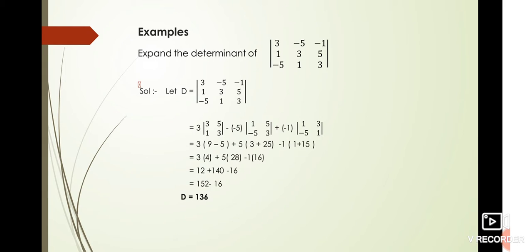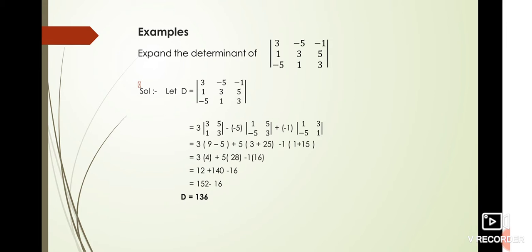Expand the determinant with rows 3, minus 5, minus 1; 1, 3, 5; minus 5, 1, 3. Let us see the solution. First we denote the determinant by capital D, which equals the given determinant. That is equal to: first we write the element 3, the first element, multiplied by the minor of the first element, where we delete the first row and the first column elements.